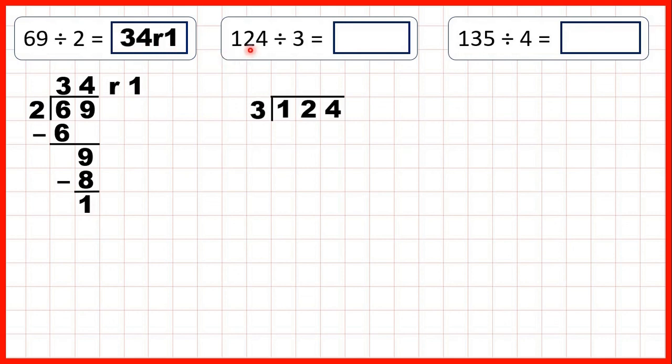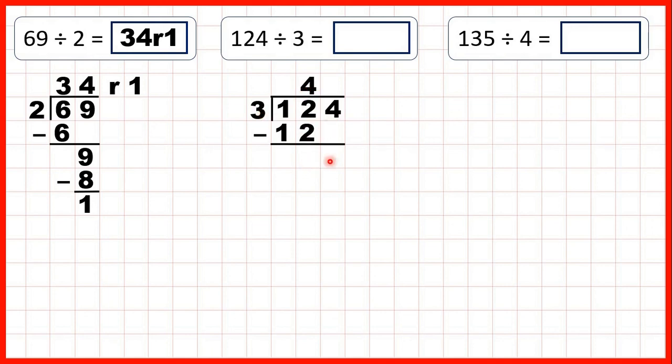Now let's try 124 divided by 3. If we look at the first digit, 1 is less than 3, so we can take the first 2 digits together and divide 12 by 3. 12 is in the 3 times table, so we can write that underneath, and because 12 is 4 times 3, we can write 4 in our answer line.